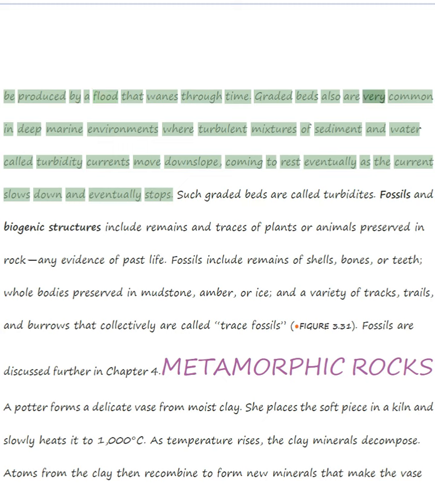Graded beds also are very common in deep marine environments where turbulent mixtures of sediment and water called turbidity currents move downslope, coming to rest eventually as the current slows down and stops.